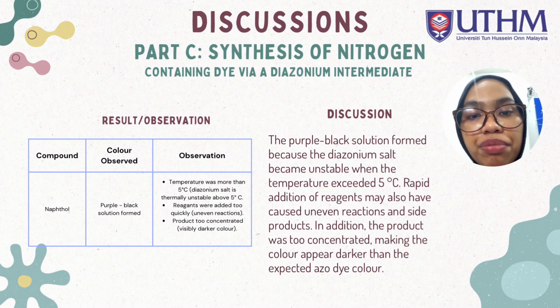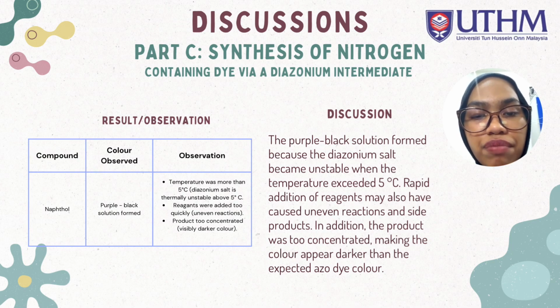For the discussion, the purple-black solution formed because the diazonium salt became unstable when the temperature exceeded 5 Celsius. Rapid addition of reagent may also have caused uneven reaction and side products. In addition, the product was too concentrated, making the color appear darker than the expected color.